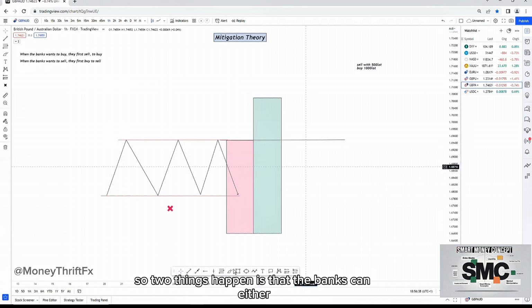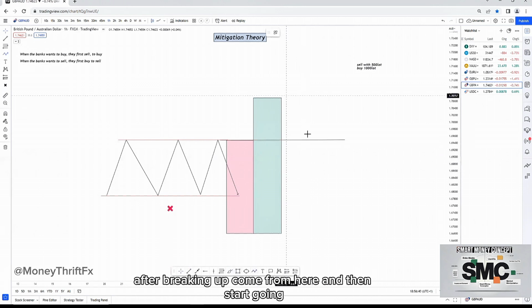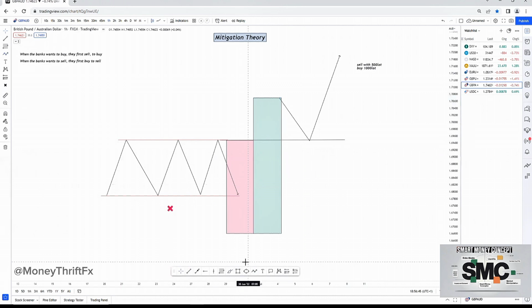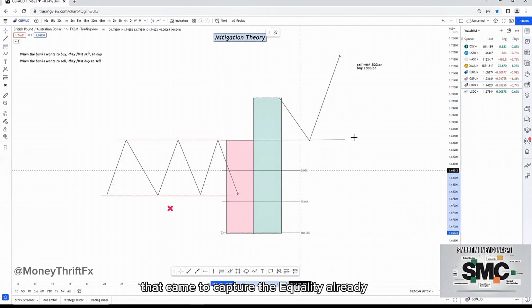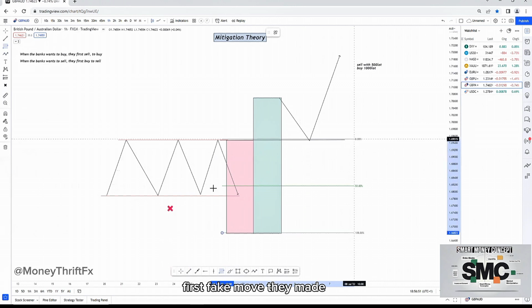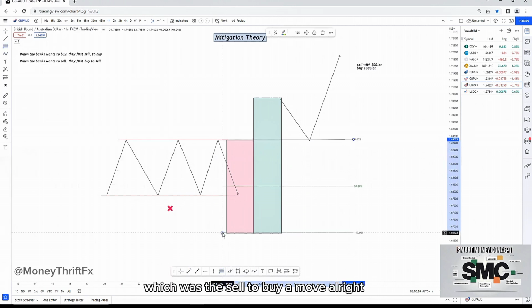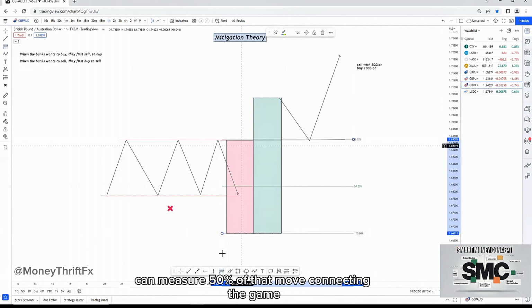Okay, so two things can happen. The banks can either, after breaking up, come from here and start going up, or you can measure 50% of that candle that came to capture the liquidity, the first fake move they made, which was the sell to buy move. You can measure 50% of that move.